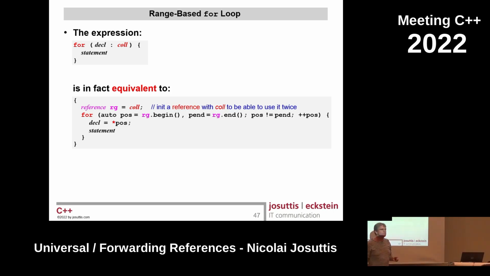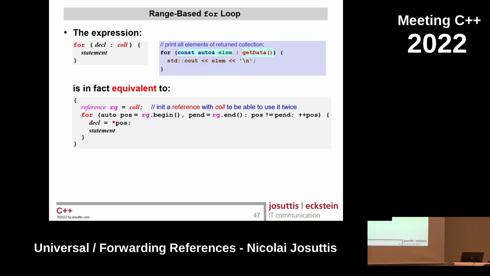We take the collection and we iterate over it with an iterator here. So that means we have to call begin and end. But that means we need this object twice. And to have an object twice, you need a name for it. Otherwise, it's not possible. Think about this. We would have here getData, and we would call rg.getData.begin, and then getData.end. We would call getData twice.